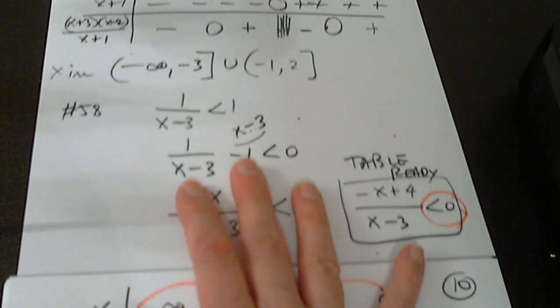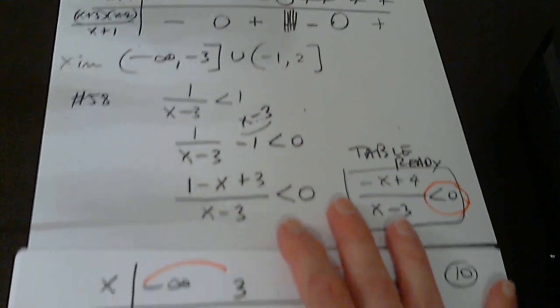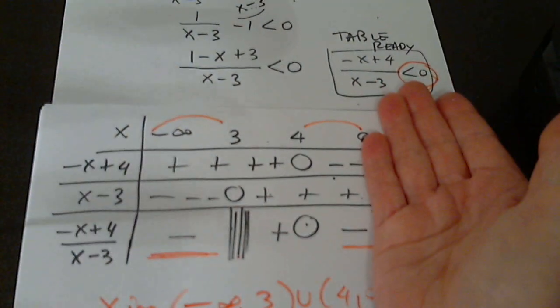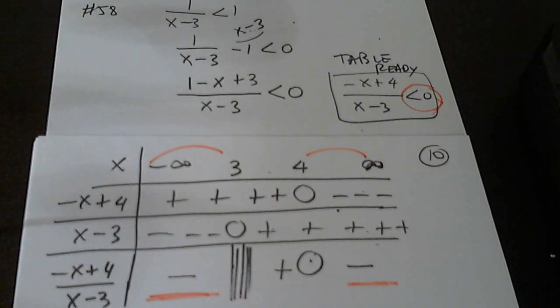So this one wasn't a chart or table ready. A little bit of algebra, moving and finding the least common denominator, brought us to what we needed. And then the table followed quickly. Any questions? This is the end of chapter 3.